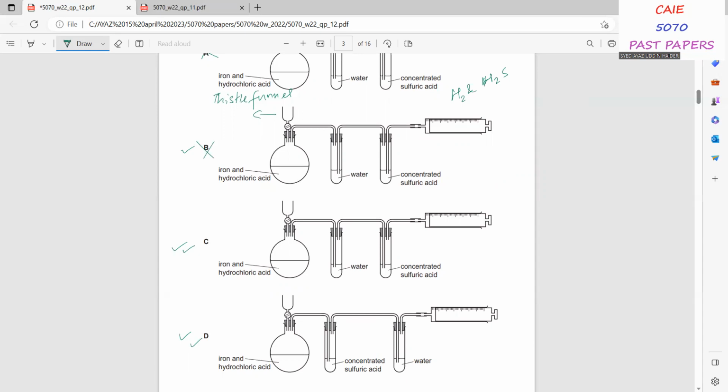Now what will be the sequence? As mentioned in the question, H2S is soluble in water. So we have to pass the gases produced through water first. Then the resulting gas will be passed through concentrated sulfuric acid. So in this case, C will be the right answer.